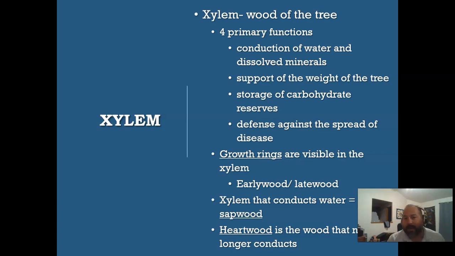On the pictures we saw before, we saw, say, sapwood and heartwood. Sapwood is xylem that's conducting water. Heartwood is the wood that's no longer conducting water or dissolved minerals. So if it's active growing wood, it's xylem. It's sapwood. If it's xylem that is not conducting any water anymore, that's just called heartwood. We don't really consider it xylem.